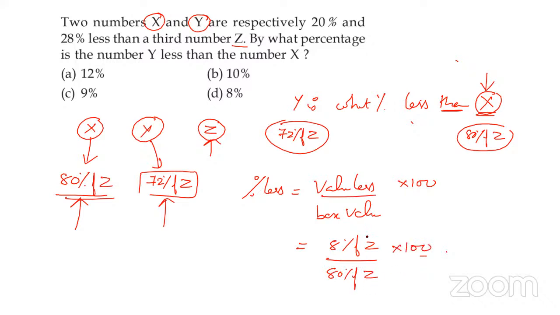By solving this, you can cancel the percentages because it's common in the numerator and denominator, and Z is also common. You can cancel it out, and 8 over 80 is nothing but 1 by 10. 1 by 10 into 100 is 10%, the right answer.